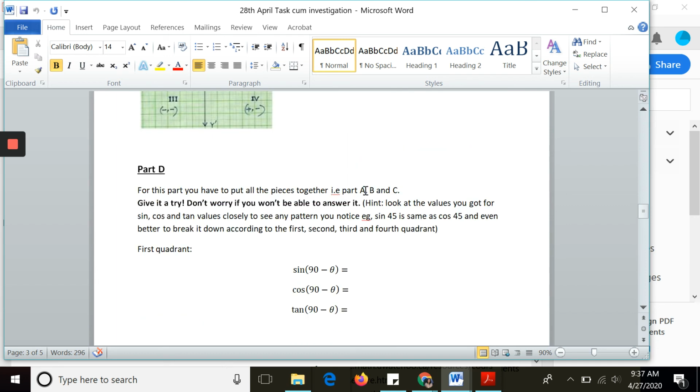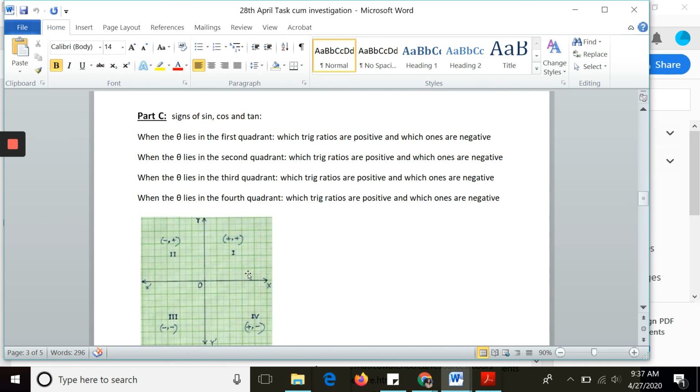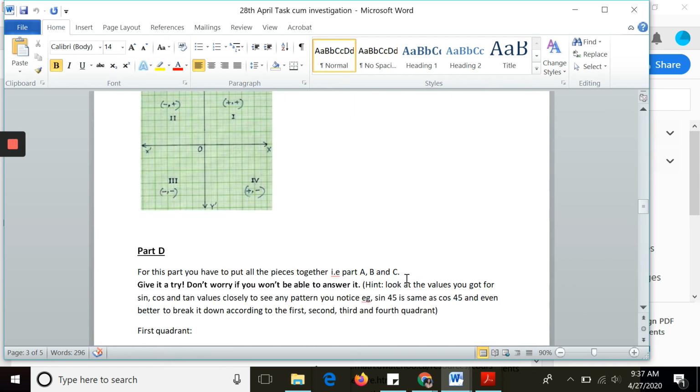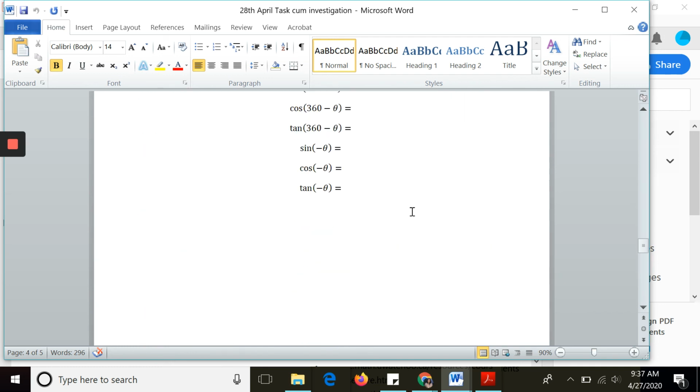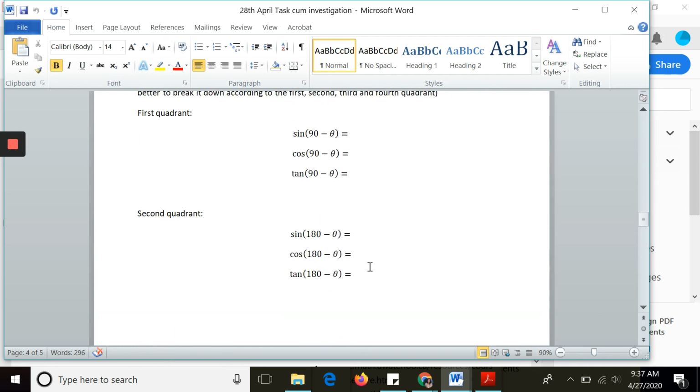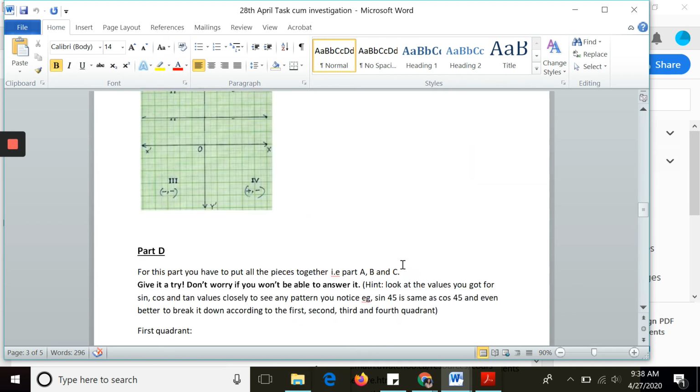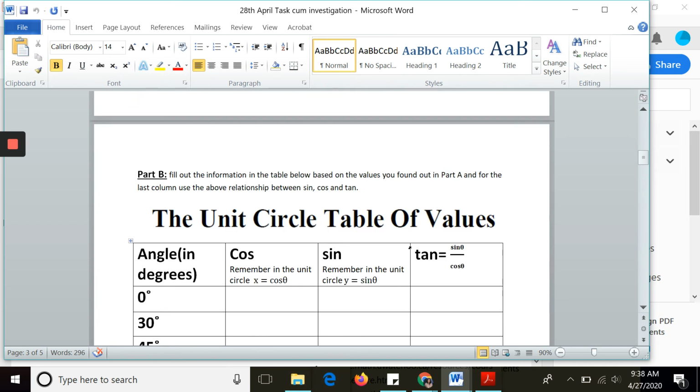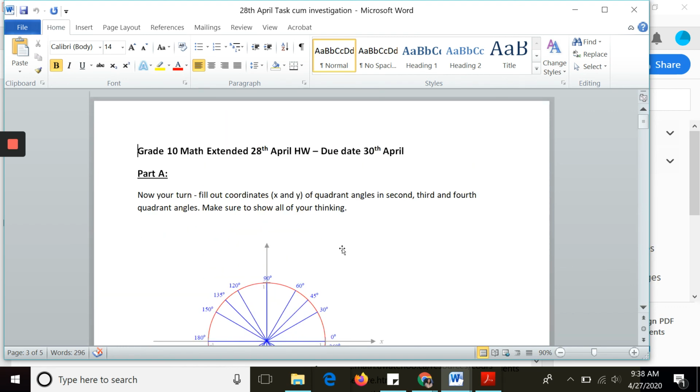In the first quadrant, your angle will be 0 to 90, then the second quadrant is 90 to 180, you have 180 to 270 in the third quadrant, and 270 to 360 in the fourth quadrant. Have a look and see. Don't worry if you aren't able to find this, because my second task will follow up on this one. So give it a try. This will be your classwork cum homework for today. Thank you.